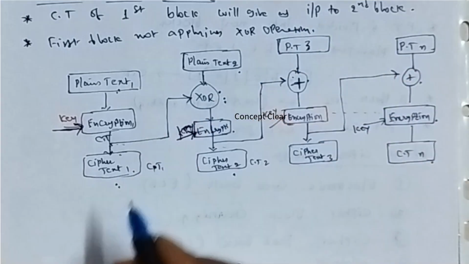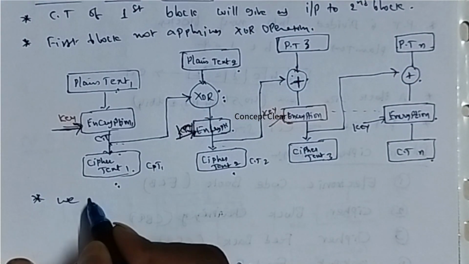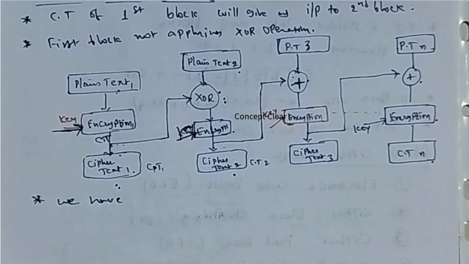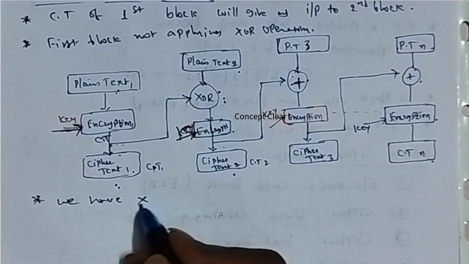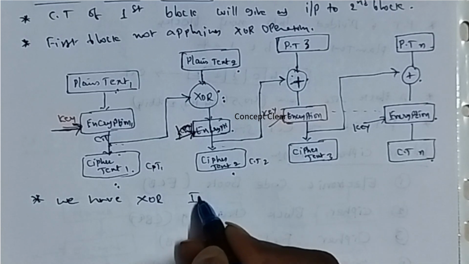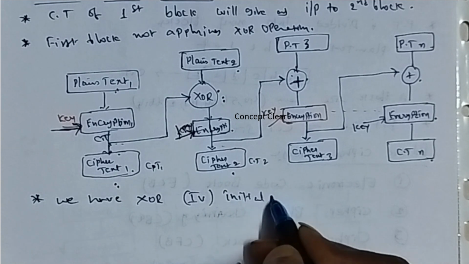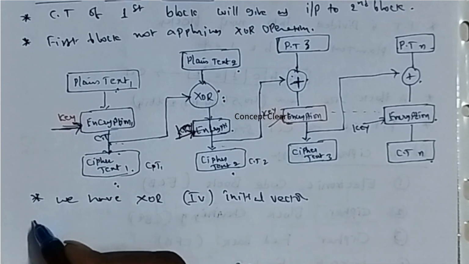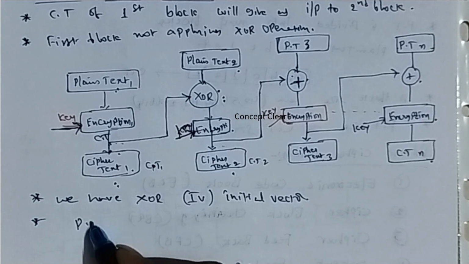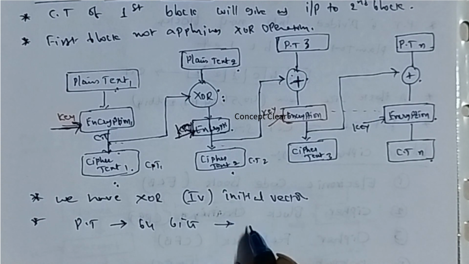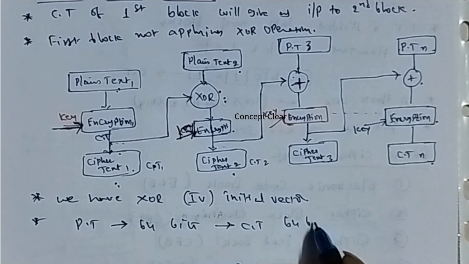Okay, here we have to take the initial vector. We have to XOR with the initial vector. And in this one the plain text is 64 bits, then the ciphertext is also 64 bits.